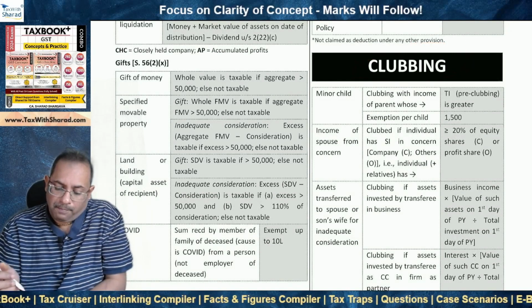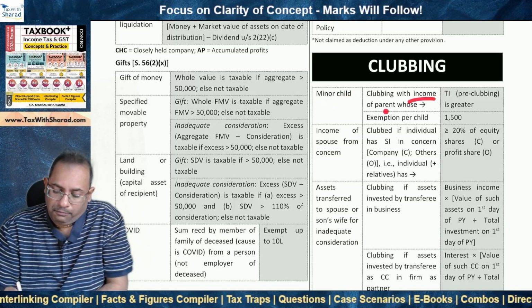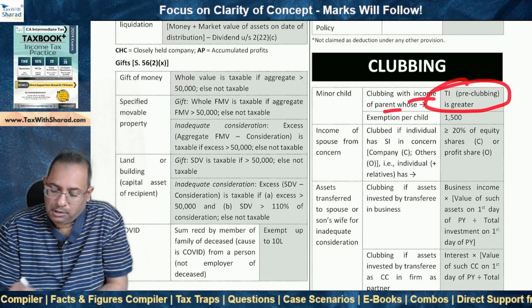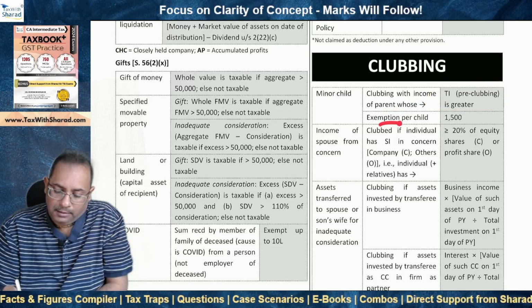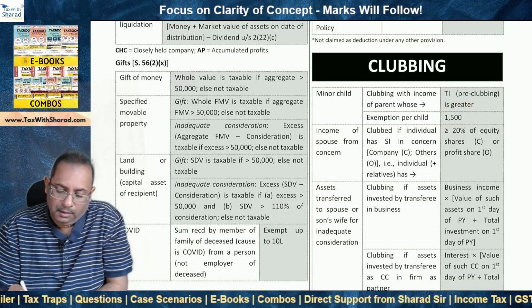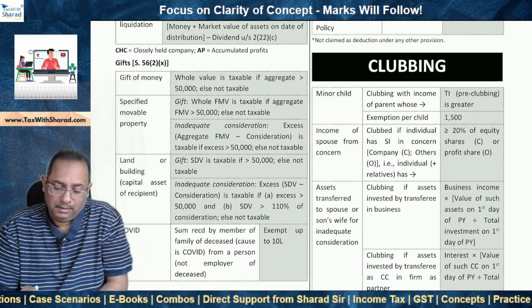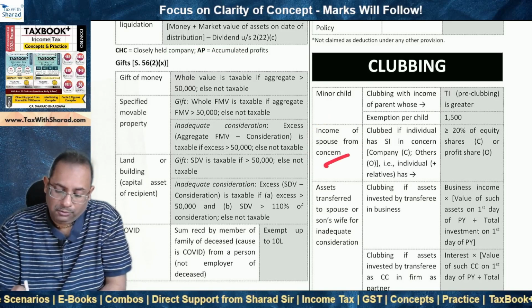Clubbing of income. In the case of income of a minor child, it is clubbed with the income of the parent whose total income before such clubbing is greater. An exemption per child under section 10(32) is rupees 1,500. Income of spouse from a concern, where the spouse doesn't possess adequate qualification, is supposed to be clubbed.